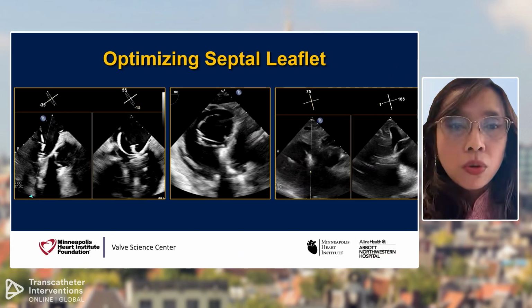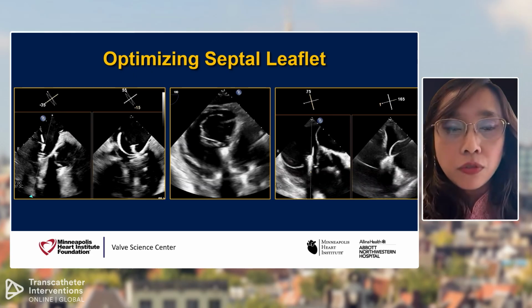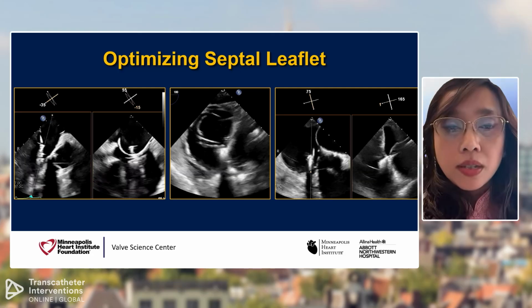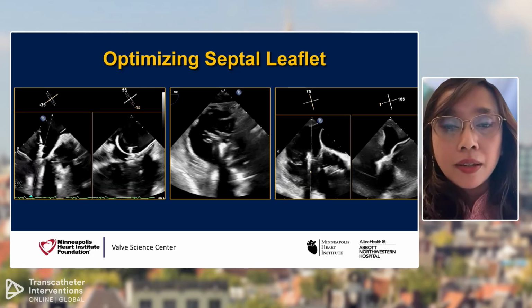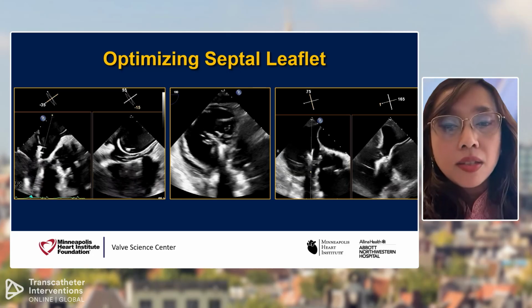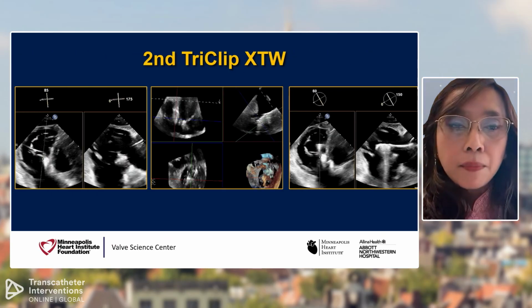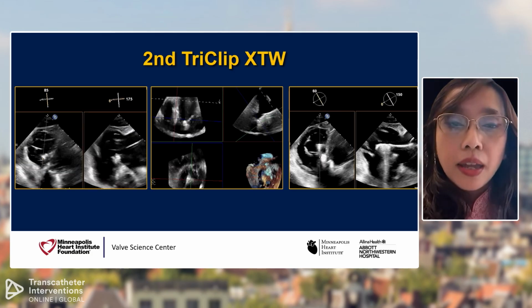And so then we optimize the septal leaflet using ICE and also the transgastric view here, as you can see. And so you can see in the transgastric view the septal leaflet right into the middle of the clip. And on the right hand side, you can see a really good grasp of the septal leaflet. And so we deploy that and put in a second TriClip XTW using an A-frame technique.